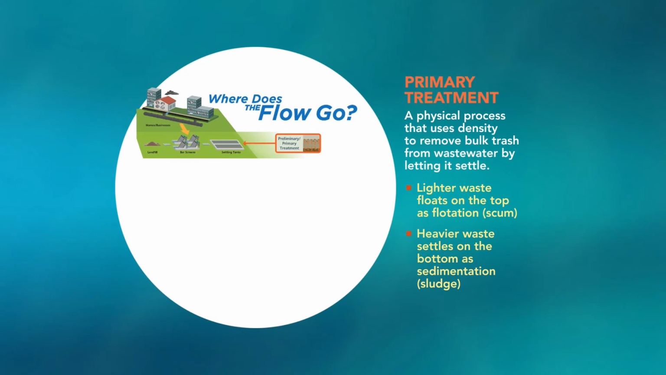Our wastewater has now completed the first of 4 treatment processes. Primary treatment. This is a physical process that uses density to remove bulk trash from wastewater by letting it settle. Lighter waste floats on the top as flotation or scum, and heavier waste settles to the bottom as sedimentation or sludge.